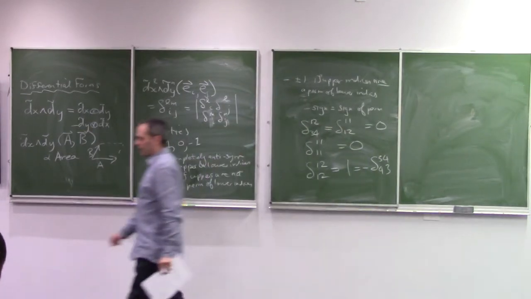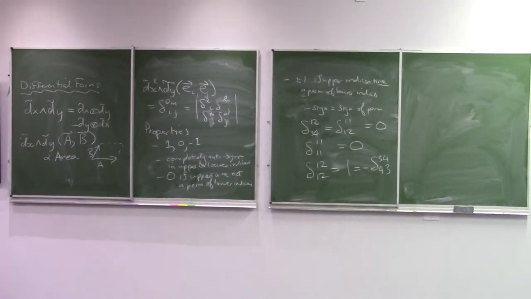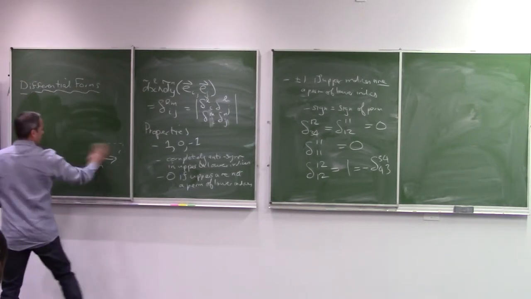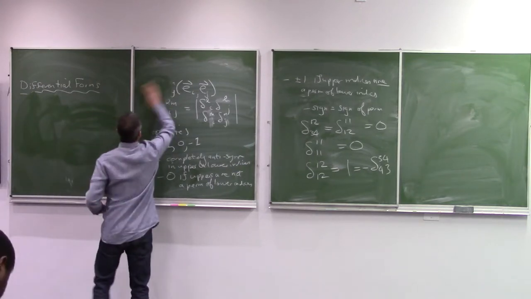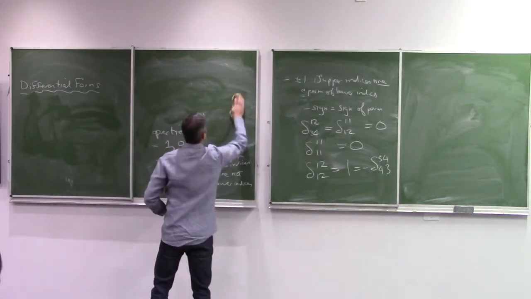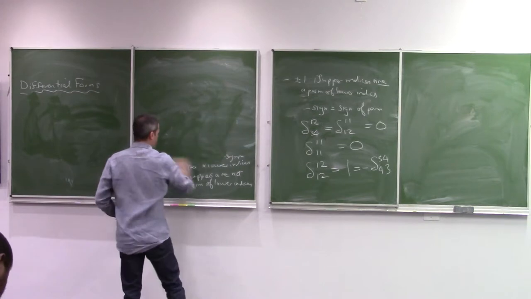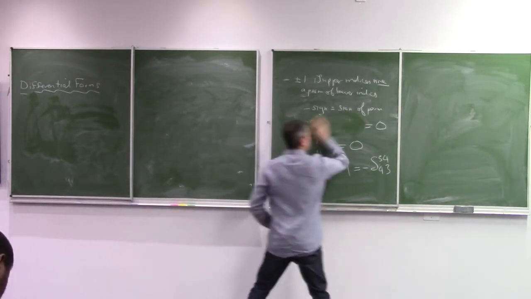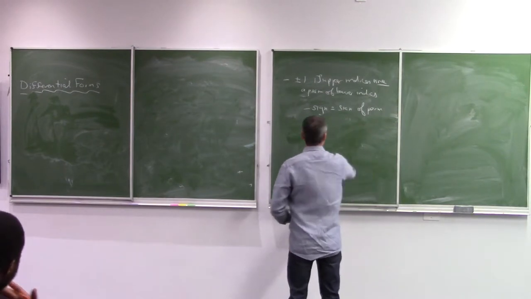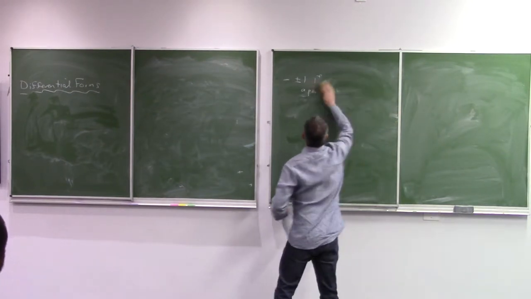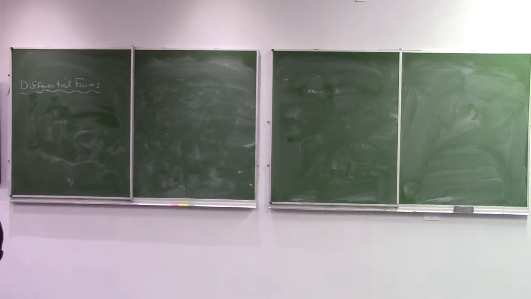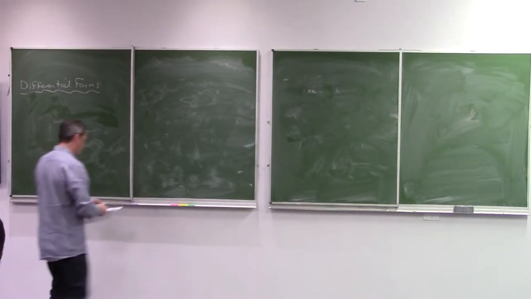And now that we've got the area 2 form, the reason we introduced it is we wanted to define the integration over areas, something which would give us integrals over areas in the same way that we used 1 forms to define line integrals.